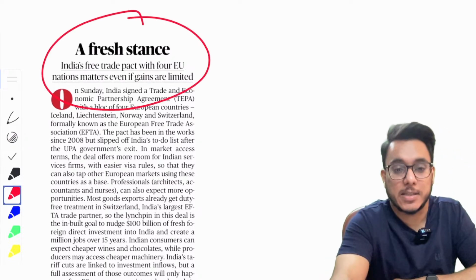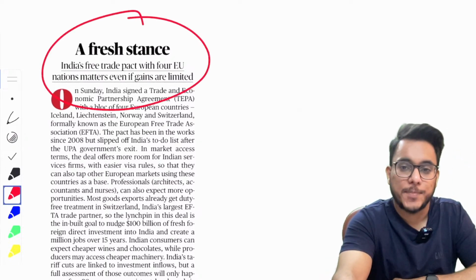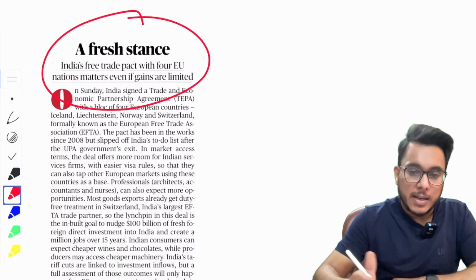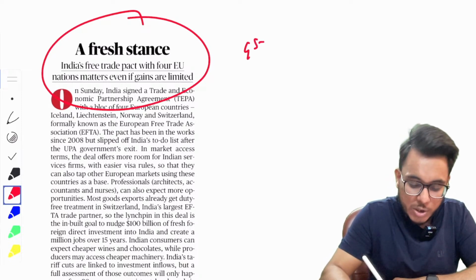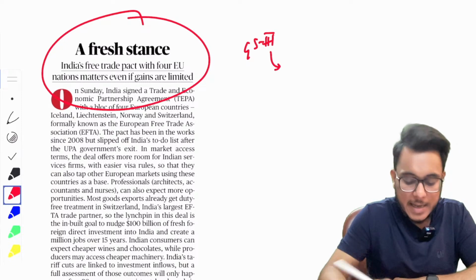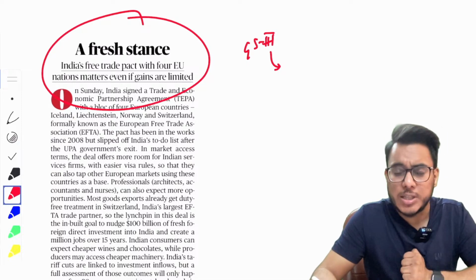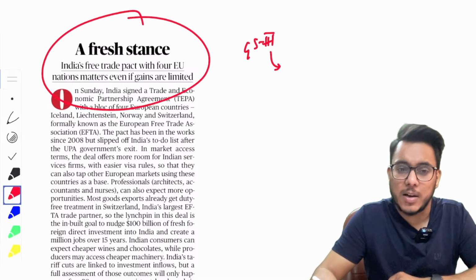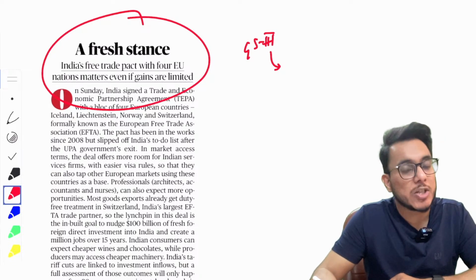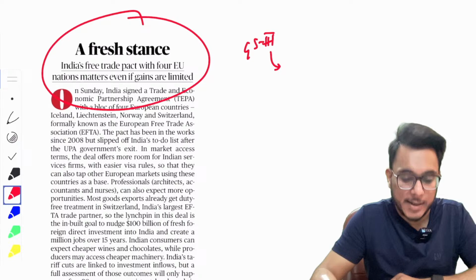A fresh stance. Now this particular article we are going to see with respect to GS paper number 3, India's multilateral trade and related issues. Also in GS paper number 2, India's FTAs, okay, India's PTAs, preferential trade agreements. We'll see this particular article.